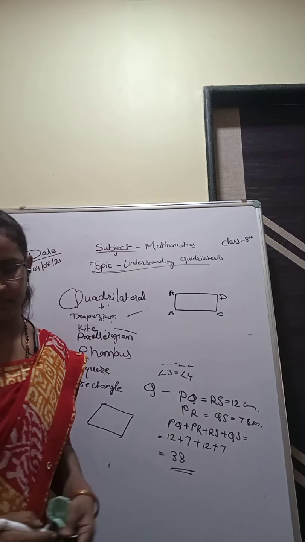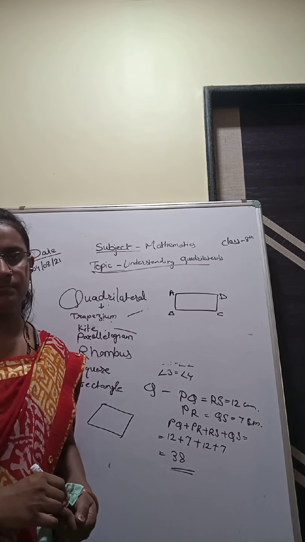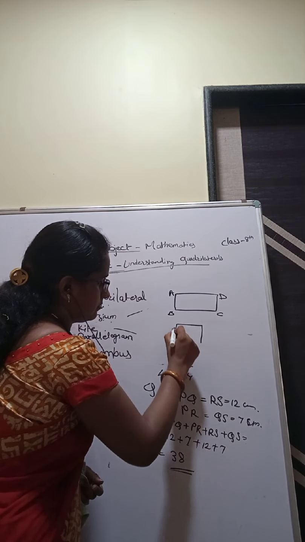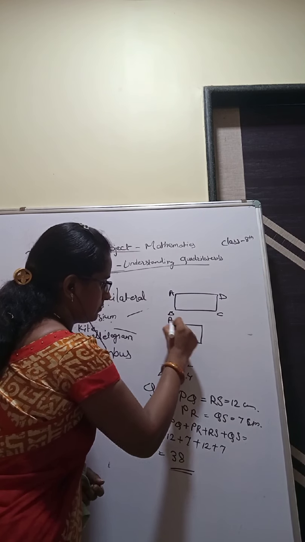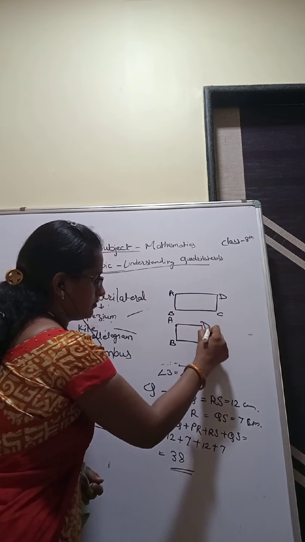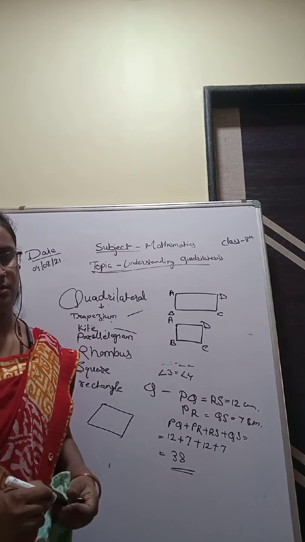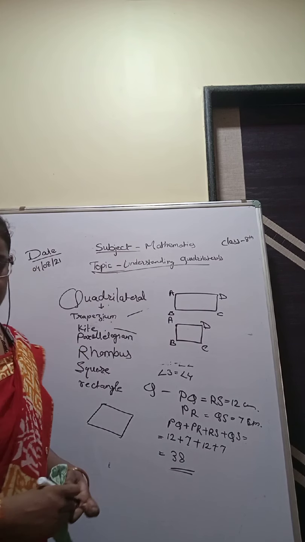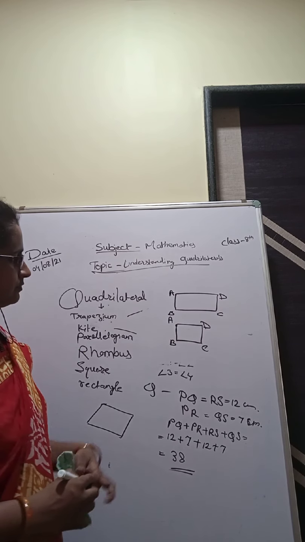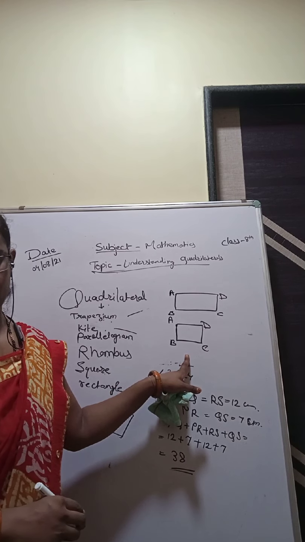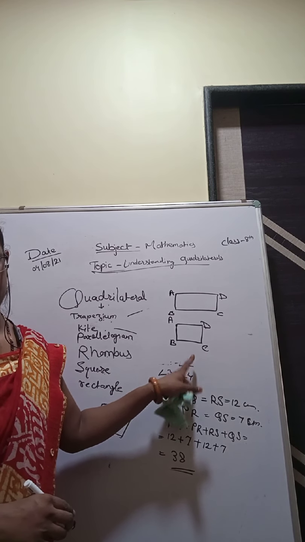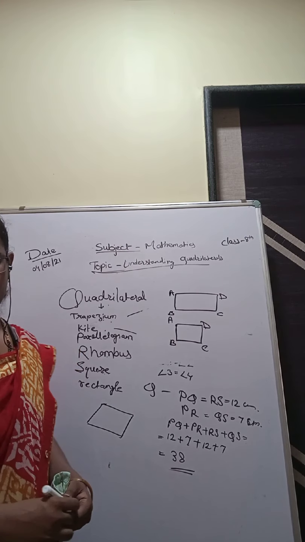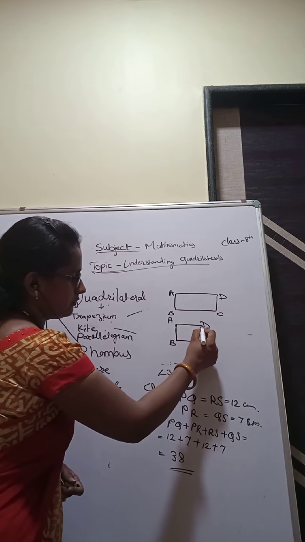Now we have a square. A square is a rectangle with equal sides. In a square, the diagonals bisect one another, are of equal length, and are perpendicular to one another.